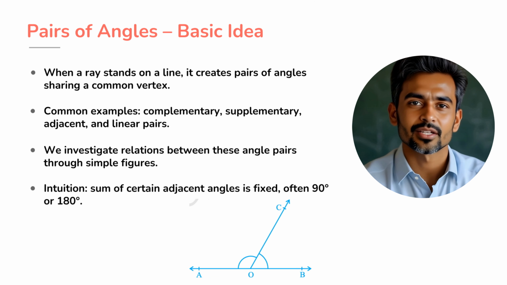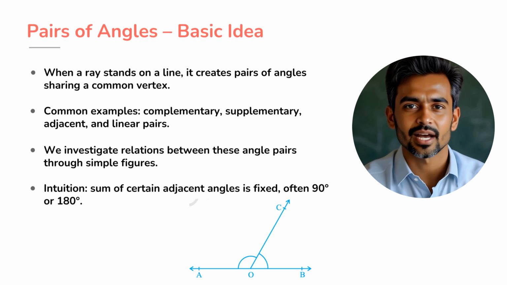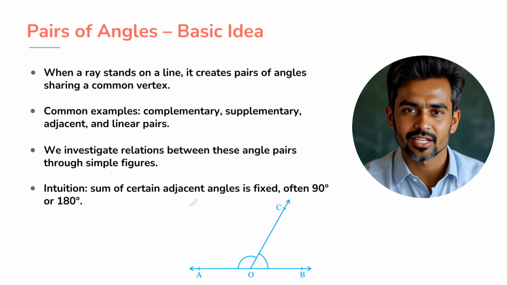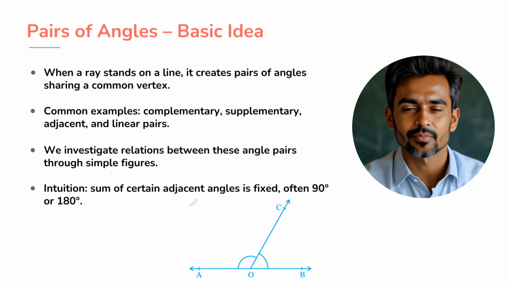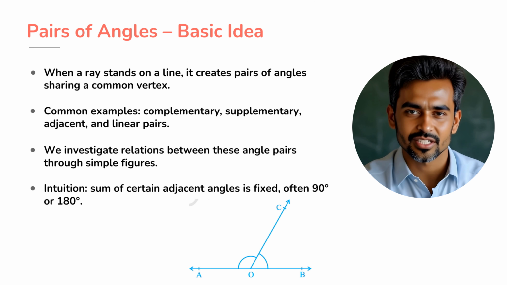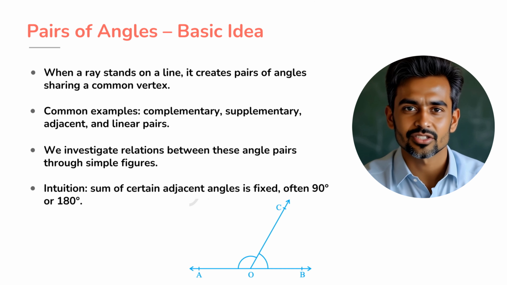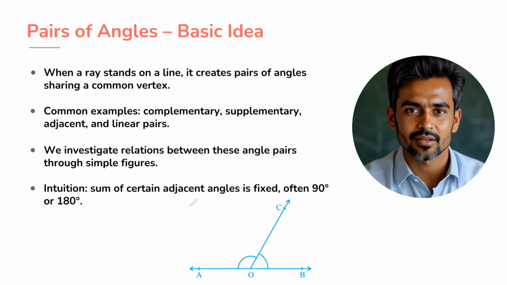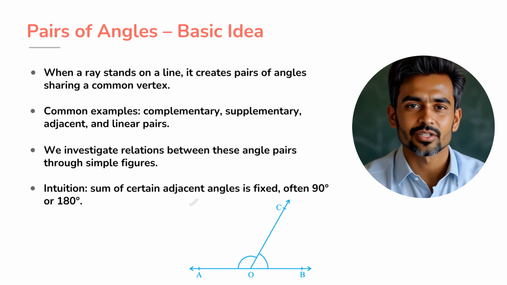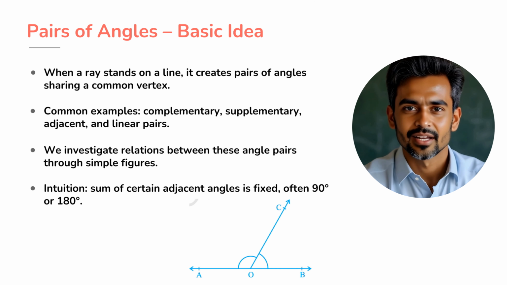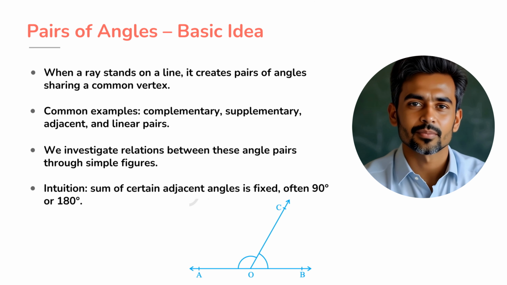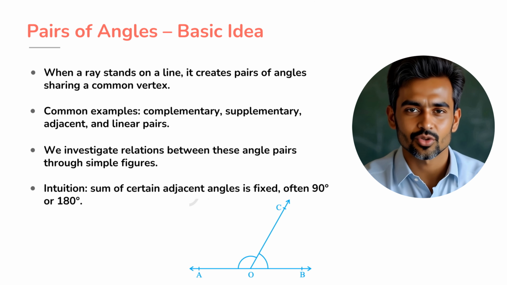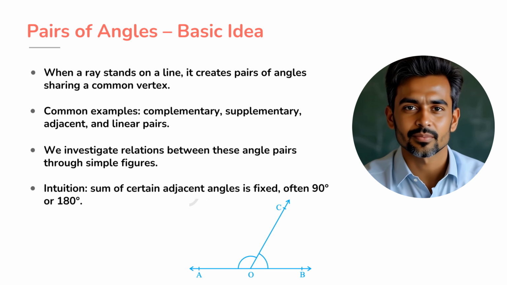Think of a clock at 3 o'clock. The hands of the clock form a right angle, that's complementary. Now stretch it further to 6 o'clock, and the hands are in a straight line, that's supplementary. Mathematically, we define complementary angles as angles whose measures add up to 90 degrees. Supplementary angles are angles whose measures add up to 180 degrees.